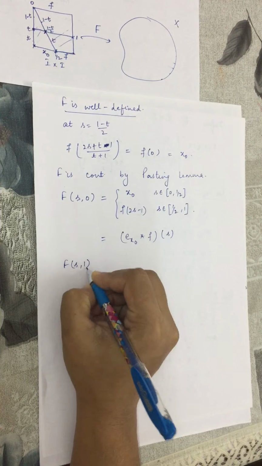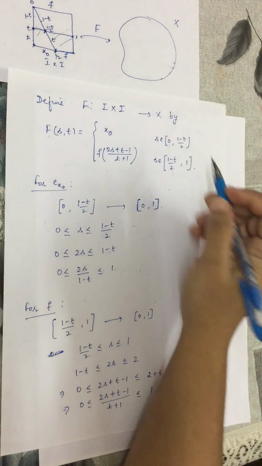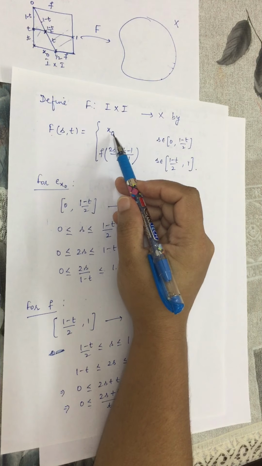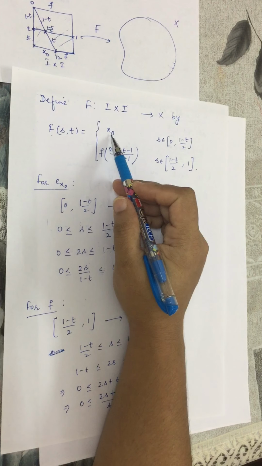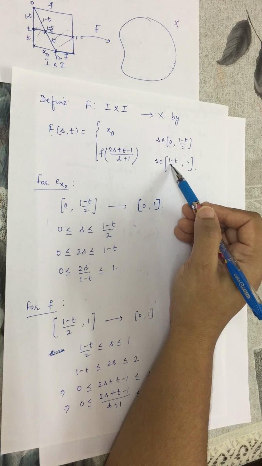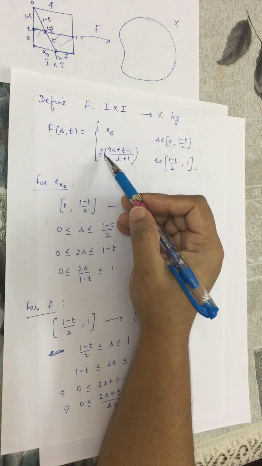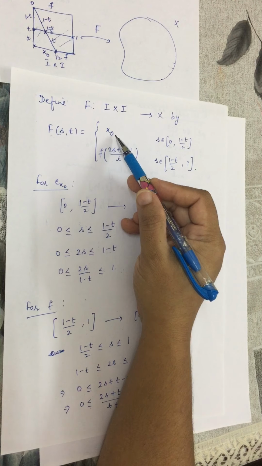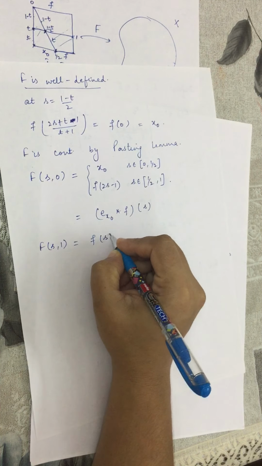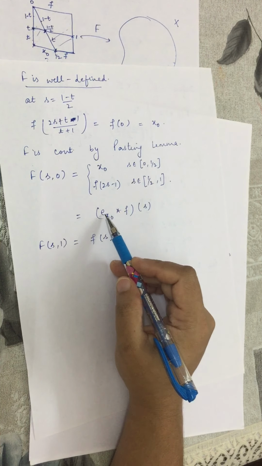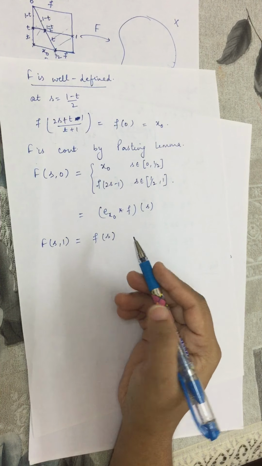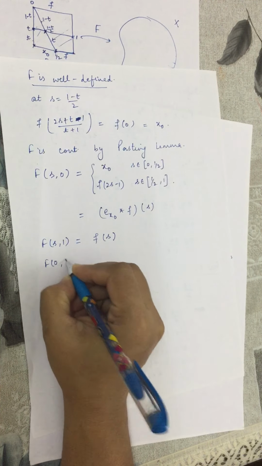Similarly, F of (s, 1): now we put t is equal to 1 in this definition. When we put t is equal to 1, this becomes just point 0. So at point 0, or at s is equal to 0, it is x naught, and on the interval 0 to 1, it will be given by f of s. But we know f of 0 is already x naught, so the whole function can be written as just f of s. So F(s, 1) is f of s for all s in I, and moreover F(0, t).